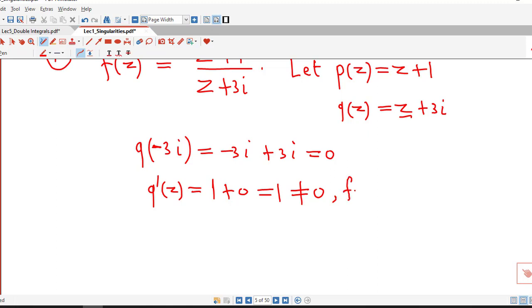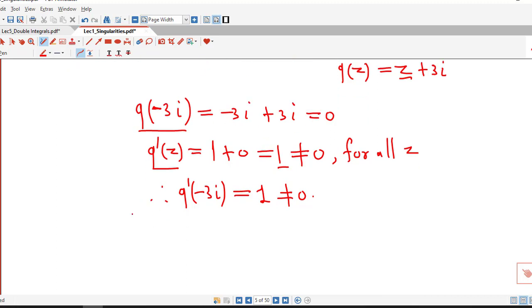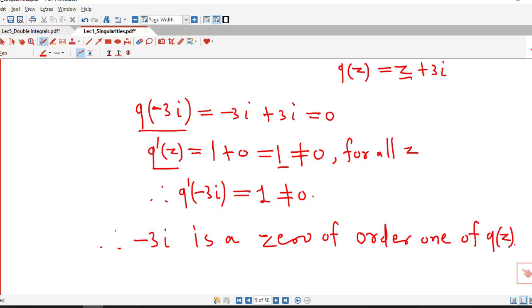This is non-zero for all z, and we are interested in the particular value at minus 3i. So at minus 3i also it is non-zero because q dash z is constant. So the value of q dash at minus 3i is non-zero and the value of q at minus 3i is 0. Therefore minus 3i is a 0 of first order, or 0 of order 1, of the function q of z.